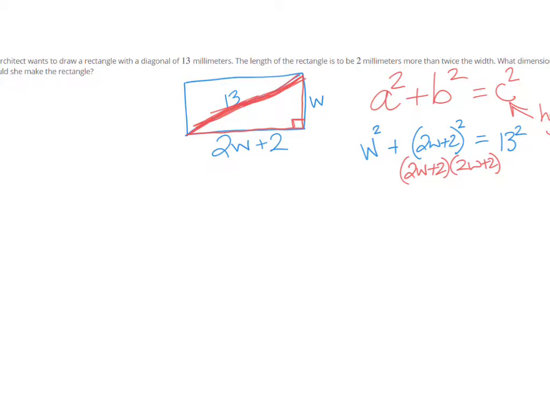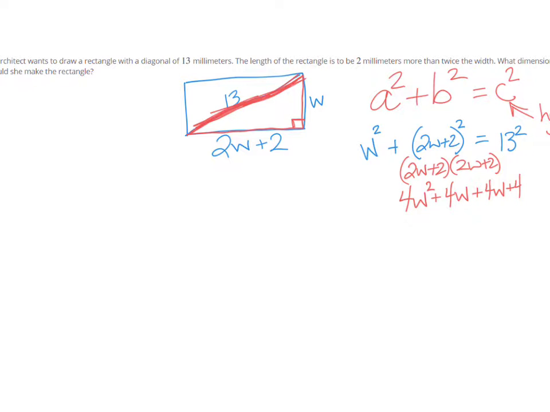Okay, so when I multiply first, 2W times 2W is 4W squared. The outer is a 2W times a 2. Inner is a 2W times a 2. Last, gets me a 4.